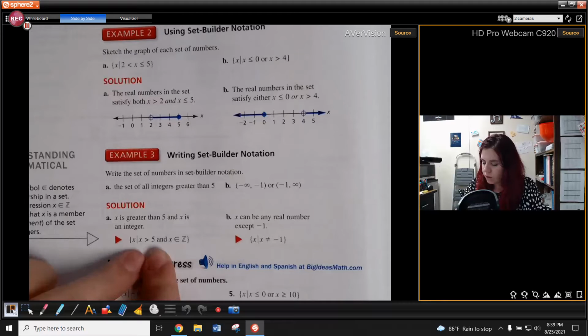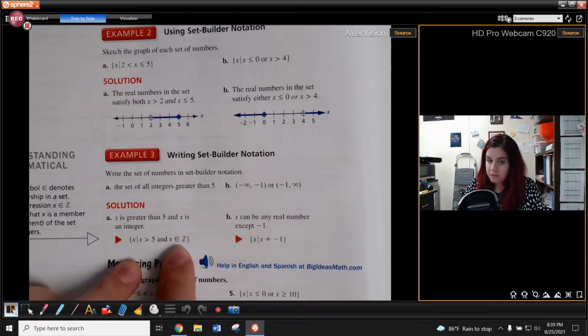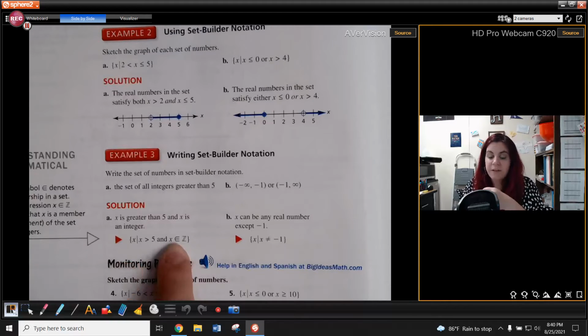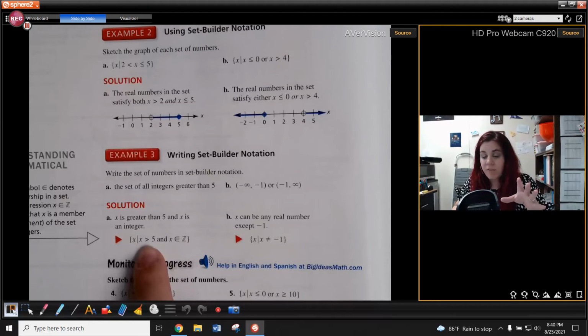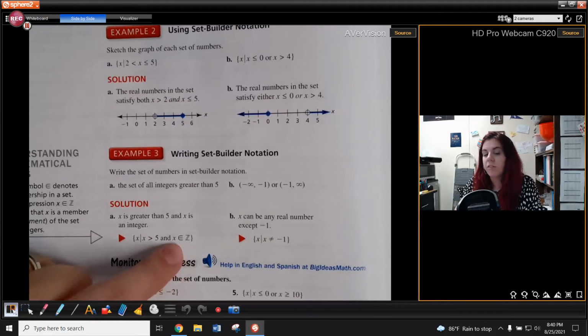So this says right here, that x is an element of the set of integers. And so that E-looking thing, that means it is an element. It means it is values from that set, okay? So not only is it values bigger than 5, it is all integers greater than 5. So we had to add in that extra little thing with the Z.